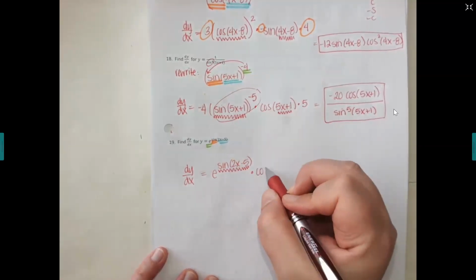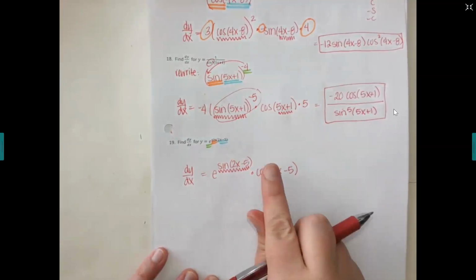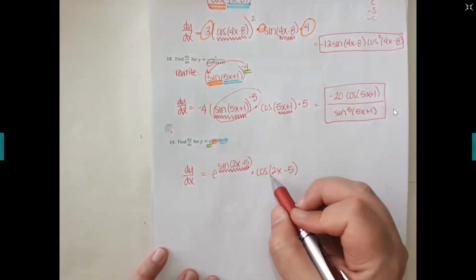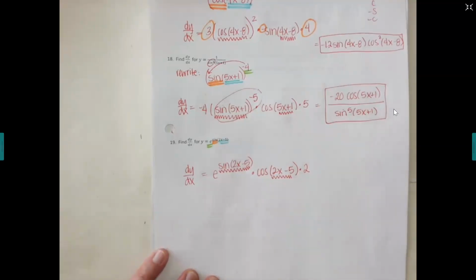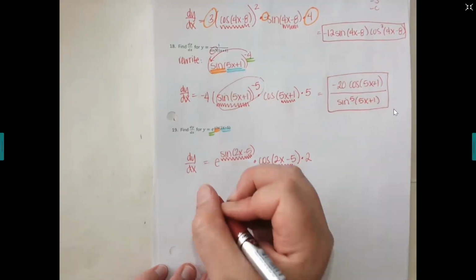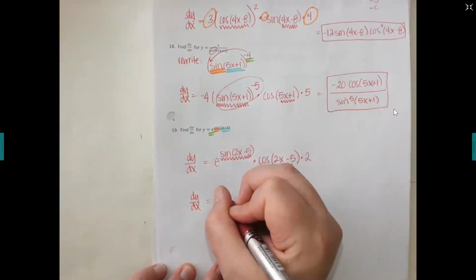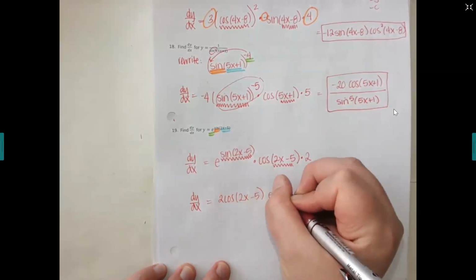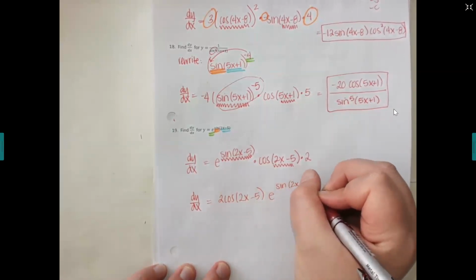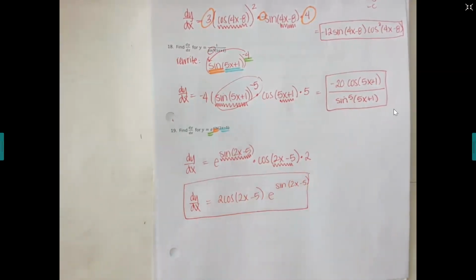The derivative of sine goes to cosine 2x minus 5. Remember that my core stays the same, but then I multiply its derivative at the back. 2x minus 5, the derivative is a times 2. So for my dy dx here, it would be 2 cosine 2x minus 5 times e to the sine 2x minus 5. Okay. So just look at that, see if you have any questions.